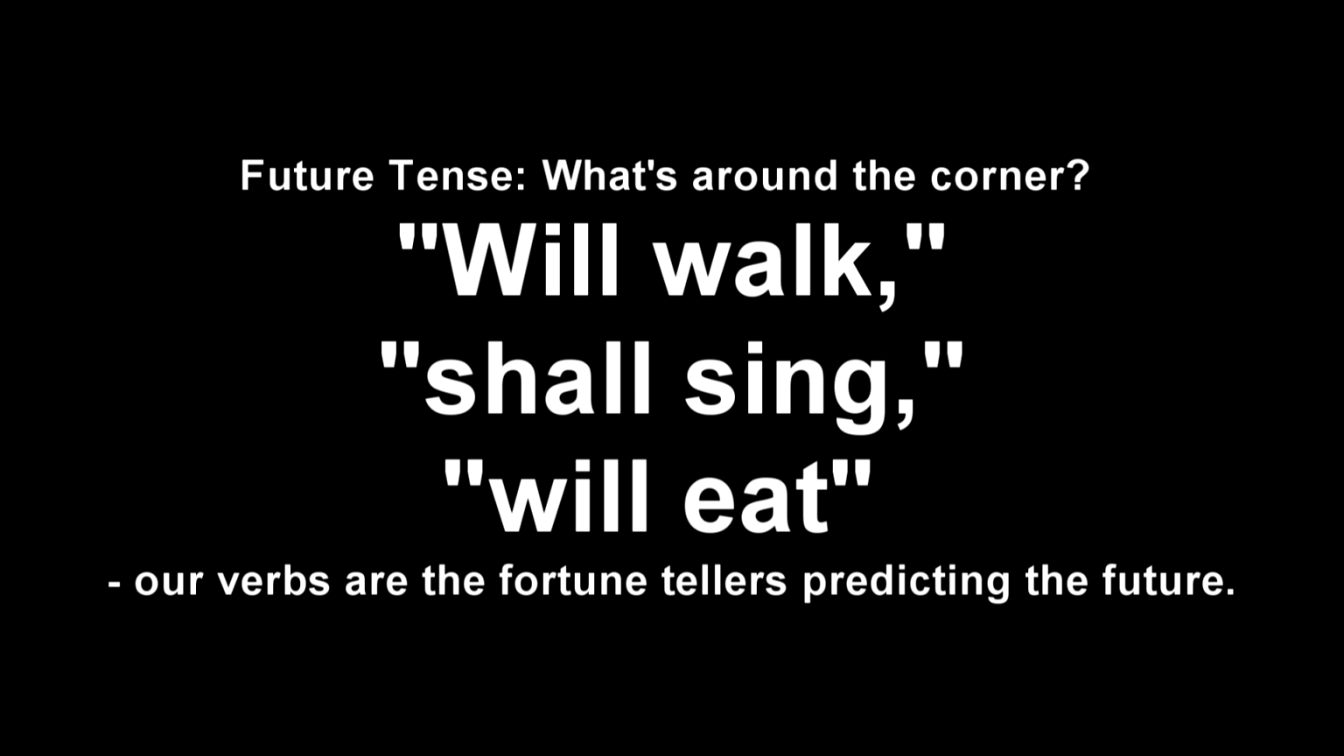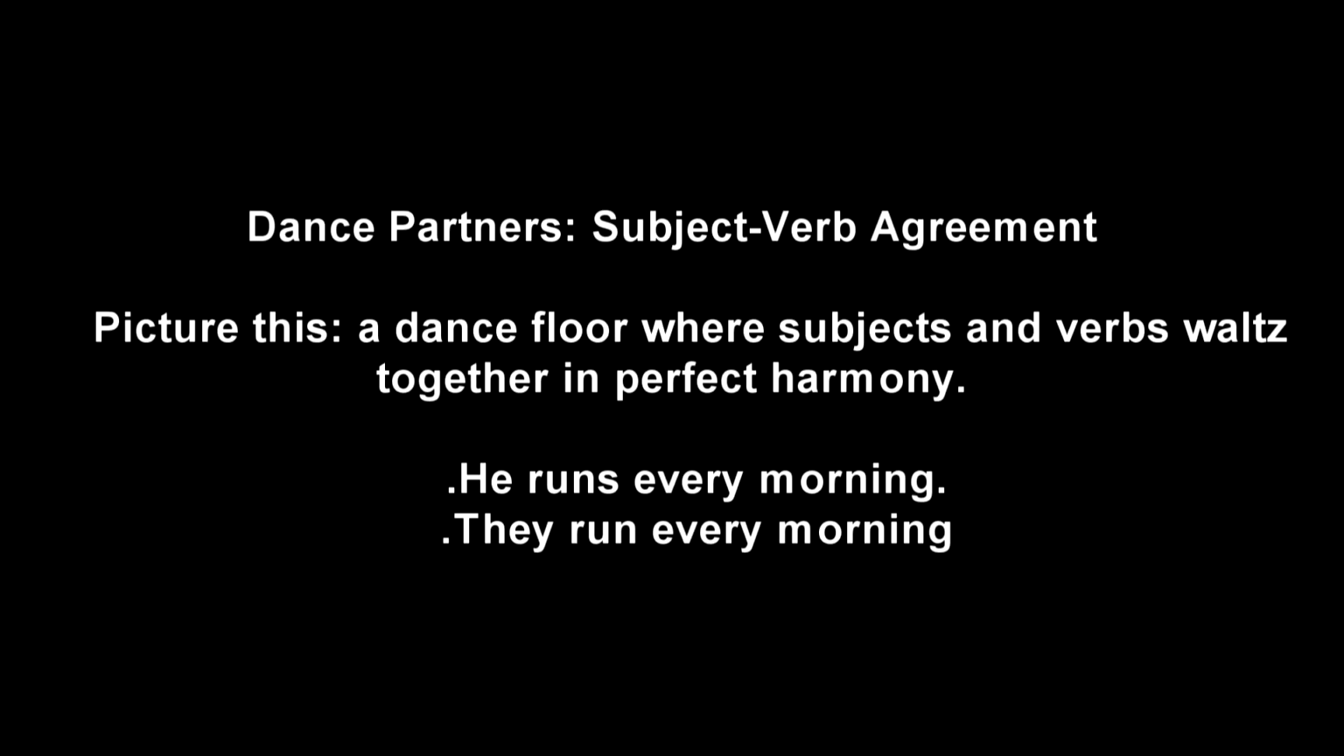Future tense, what's around the corner? Will walk, shall sing, will eat. Our verbs are the fortune tellers predicting the future. The art of verb conjugation. Dance partners, subject-verb agreement. Picture this, a dance floor where subjects and verbs waltz together in perfect harmony.